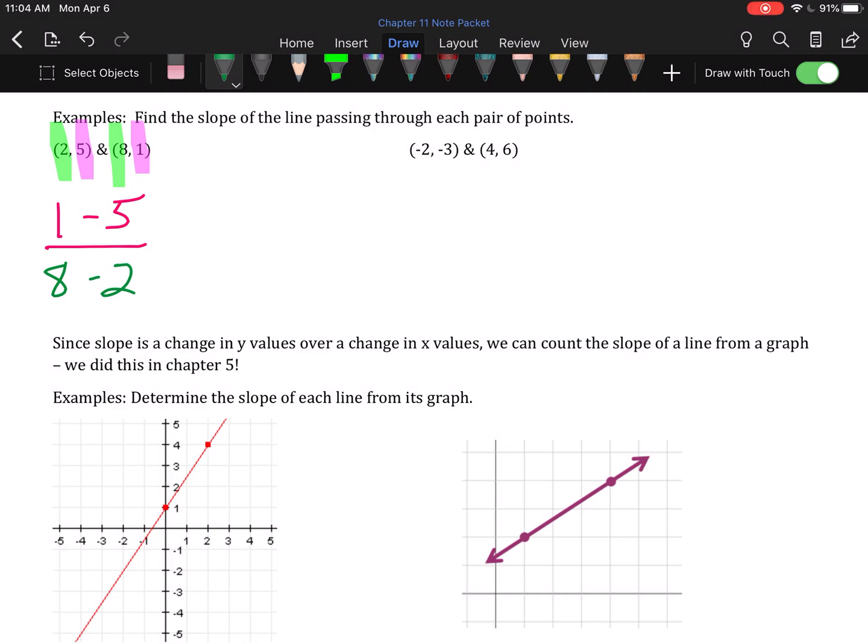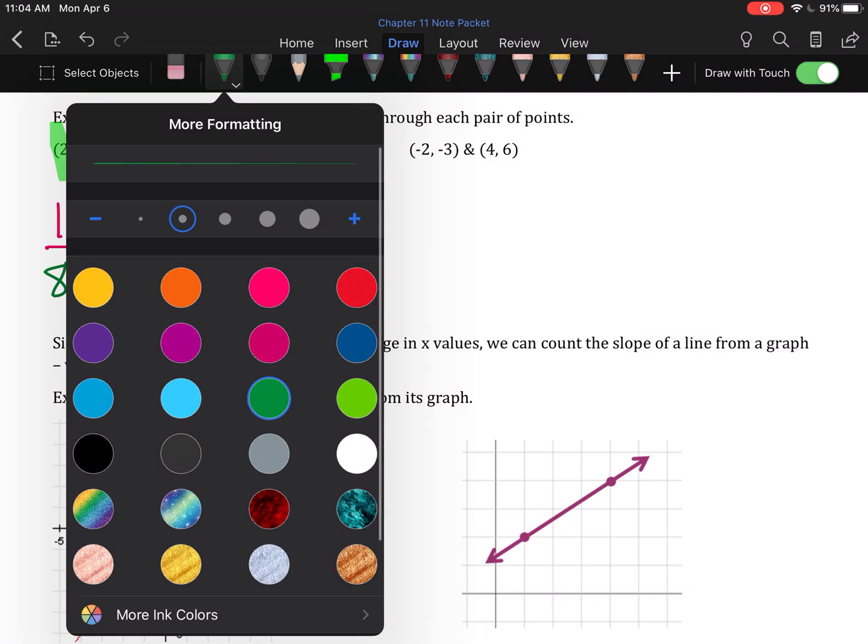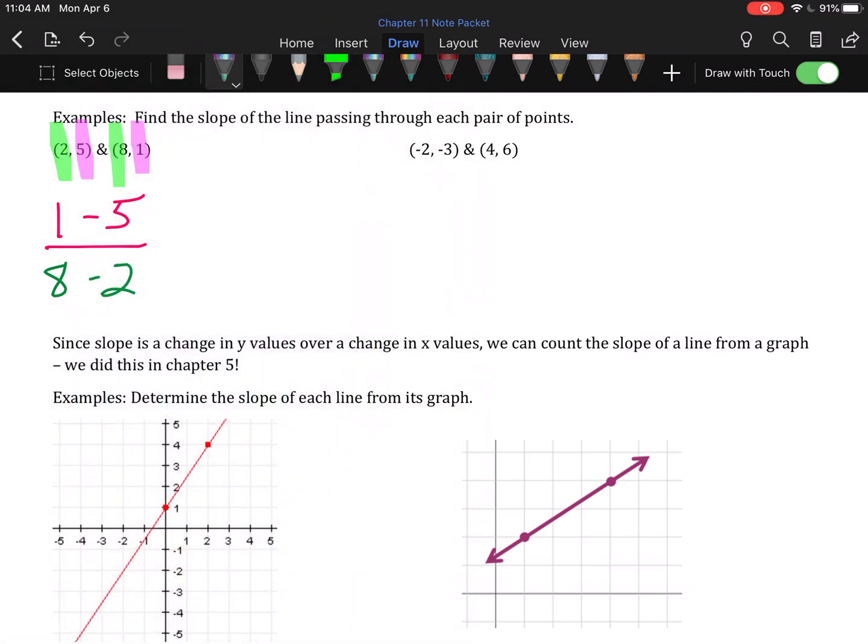If anything's going to catch you here, that's what it's going to be, putting those numbers in order. Because now you're just talking basic, good old-fashioned arithmetic. 1 minus 5 is negative 4. 8 minus 2 is 6. And that simplifies to negative 2/3.